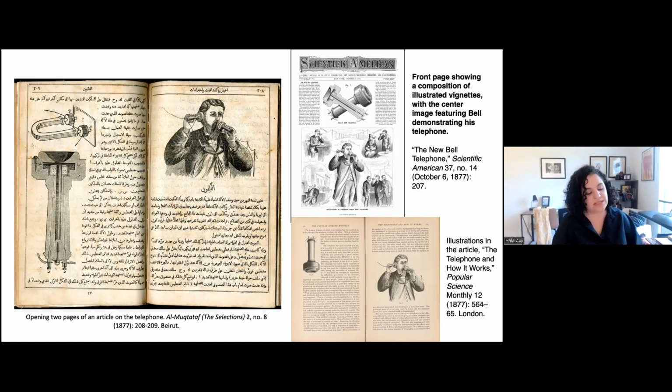And we can really see this in how some images appear almost at the same time across different regions in completely different publications. So in the case of the journal that I've been studying, the image of Alexander Graham Bell testing his phone and some of the diagrams are the same ones that appear in Scientific American the year before, but then a year after the Arabic article is published, you also see the same diagrams appearing in Popular Science Monthly in London.